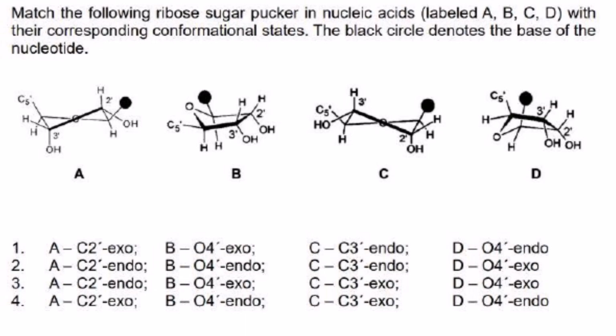Now next one. Match the following ribose sugar pucker in nucleic acids labeled A, B, C, D with their corresponding conformational states. The black circle denotes the base of the nucleotide. So this is the base, and this is the sugar puckering conformation they have given. Now from these you have to see whether A is C2 exo or C2 endo, or whether it is O4 exo or O4 endo or whatever. Now what is all this, C2 exo, endo, O4, what is all that?